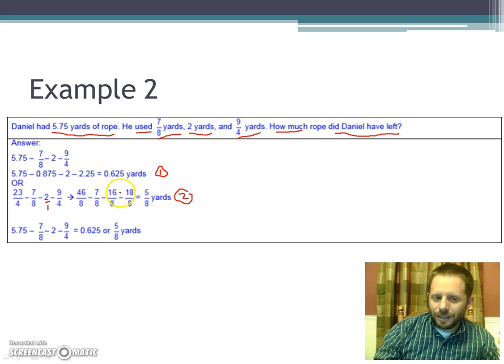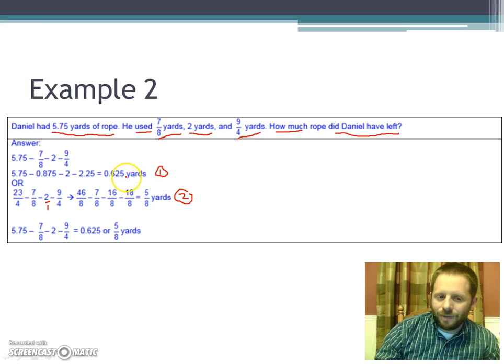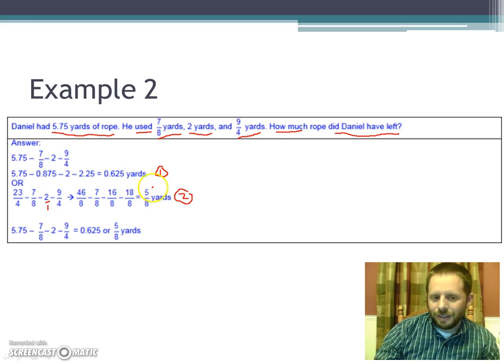And then we're going to subtract these pieces from our total here, 46. So 46 minus 7, then take away another 16, take away another 18. And so we have 5/8 remaining. Okay? Now again, 5/8 and 0.625 are equivalent. You could test that out by either changing the decimal to a fraction or changing your fraction back to a decimal by dividing 8 into 5.